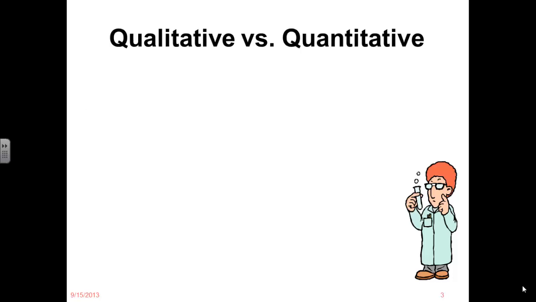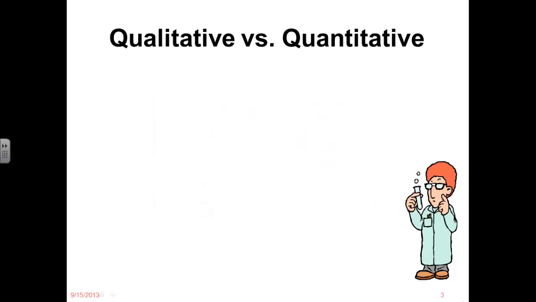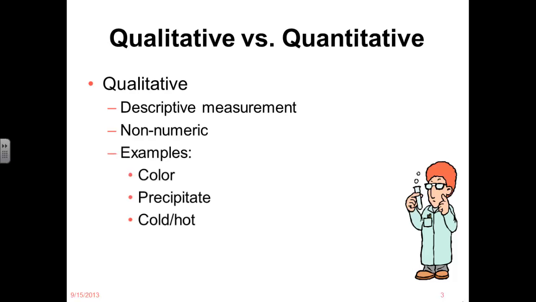There are two kinds of measurements that we can take, and you've both practiced all of them. The first one is called qualitative. Qualitative comes from the word quality, which means a descriptive measurement. You're trying to describe something. You've practiced this a lot when we did our observations lab a couple of weeks ago. These measurements do not have any numbers involved, and they could be things like, what color was it? Did it form a precipitate? And did the reaction get hot or cold?